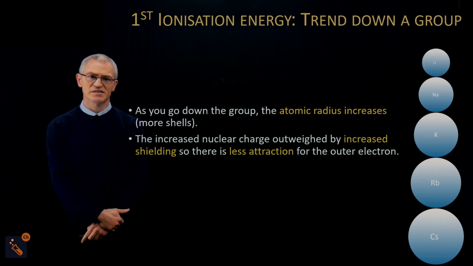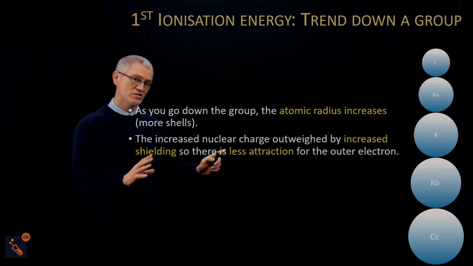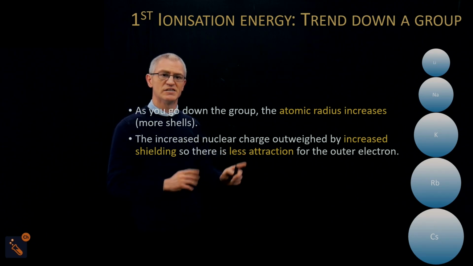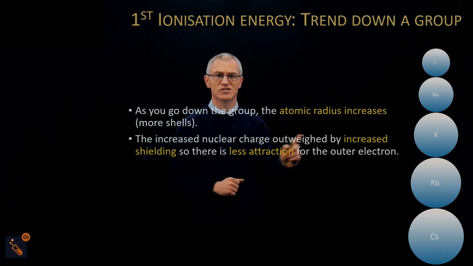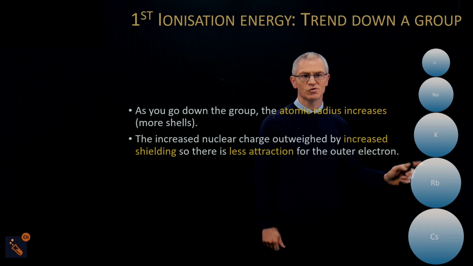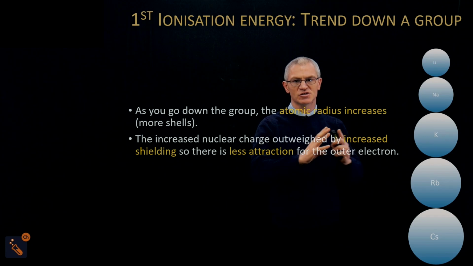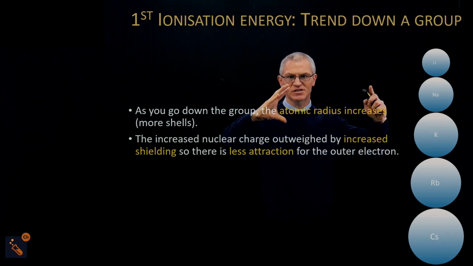So because the atomic radius increases, you will get the increased nuclear charge. Notice we don't highlight increased nuclear charge because you don't really need it in the questions. But that is outweighed by the increased shielding. As you add a shell here, the more shells you have, the more shielding you have, the more slight repulsion you get. And because there's a slight repulsion, the atom just gets ever so slightly bigger.